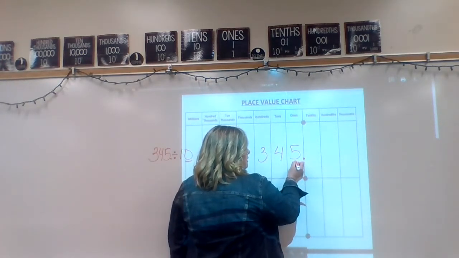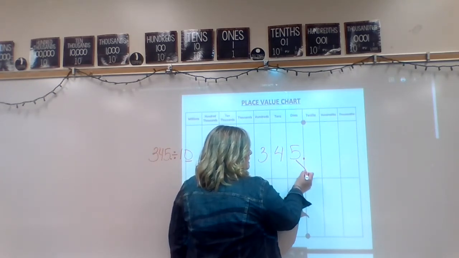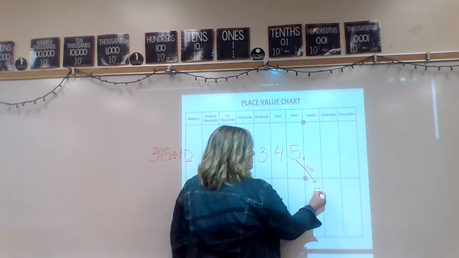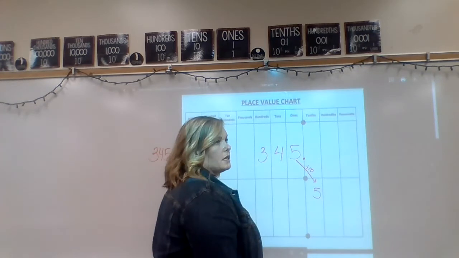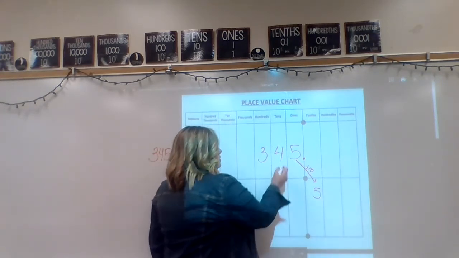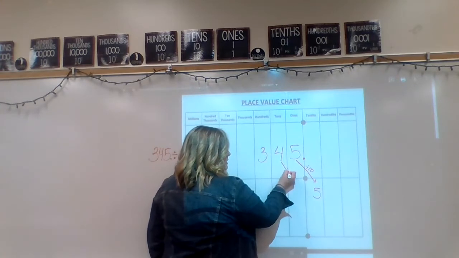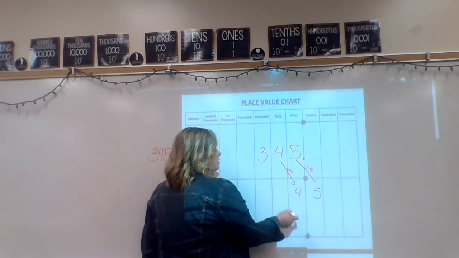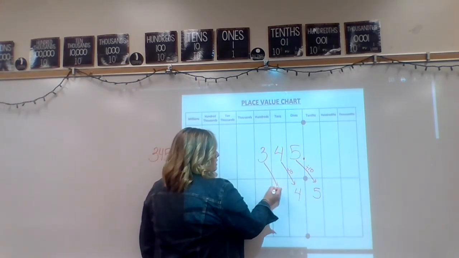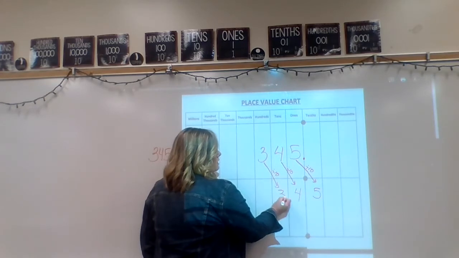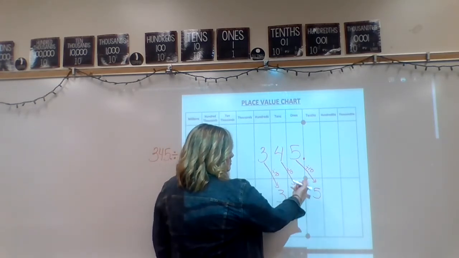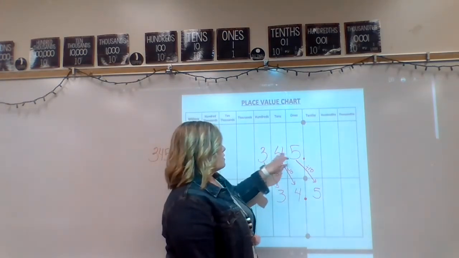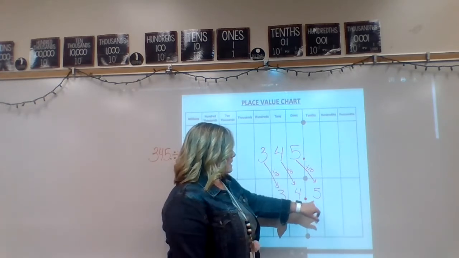So I'm going to start with my 5. If I take 5 ones and divide it by 10, move it one place on my place value chart, my 5 will end up in the tenths place. 5 ones divided by 10 is equal to 5 tenths. 4 tens divided by 10 is equal to 4 ones. Move one place to the right on my place value chart. 3 hundreds divided by 10 is equal to 3 tens. Now my decimal point is in between my 4 and my 5. So my answer, 345 divided by 10 is equal to 34 and 5 tenths.